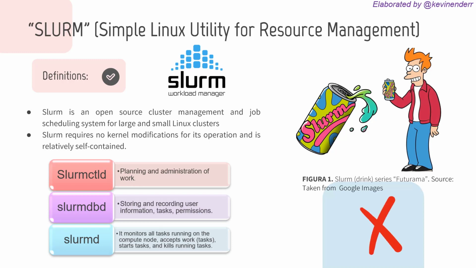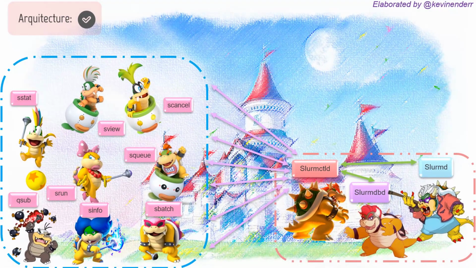Okay. The next slide. As you can see in this slide, this picture, I have made an analogy with the universe of Mario Bros. Let's explain this part. Slurm consists of a slurmd domain running on each compute node, and a central slurmctld domain running on a management node, and obviously the slurmdbd domain. Okay.